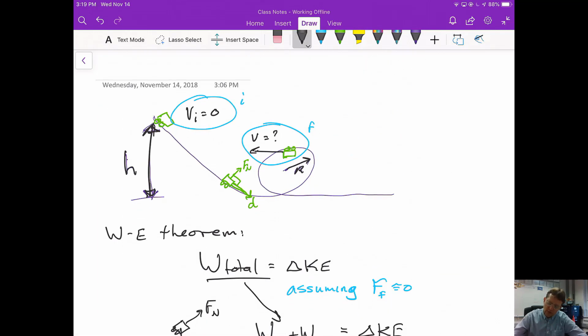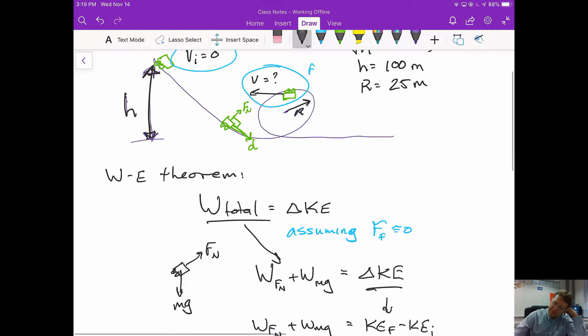I never gave you mass. Whoops. Let's give you a mass. We gave you h; I think we said h was 100 meters, and r, I believe, was 25 meters. Let's give you a mass for the roller coaster car. It's kind of hard to say, since it depends on how many people are in it, but we'll just say a mass of 500 kilograms. It doesn't really matter.